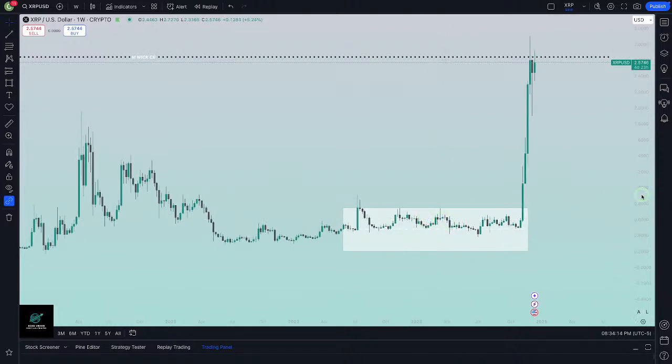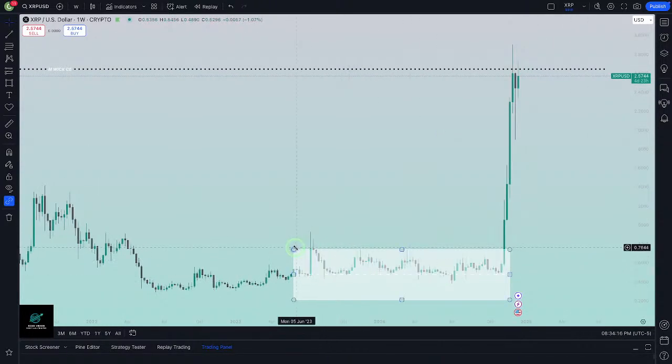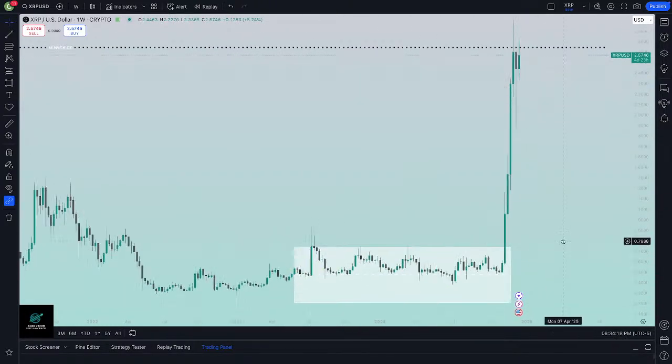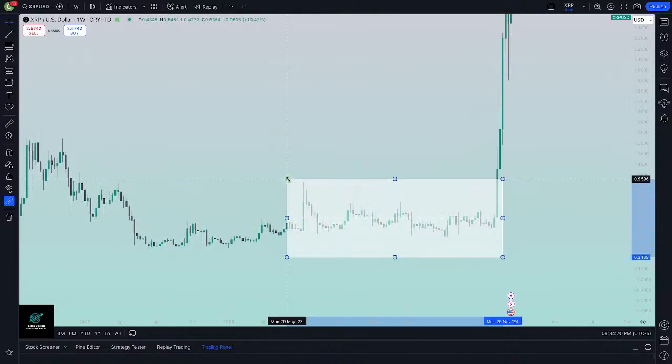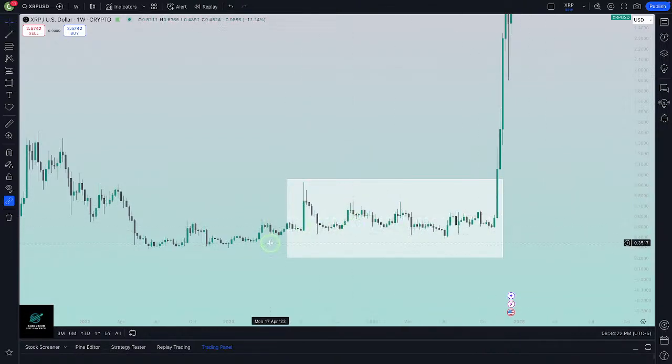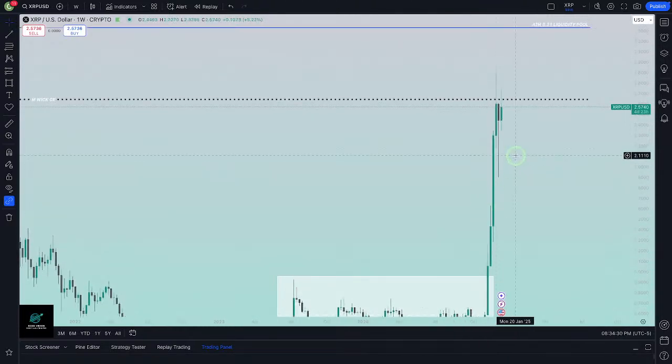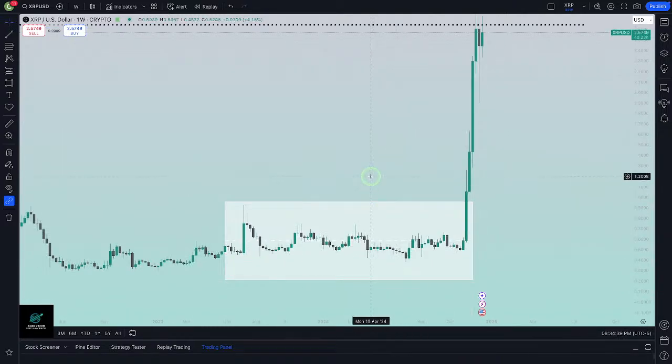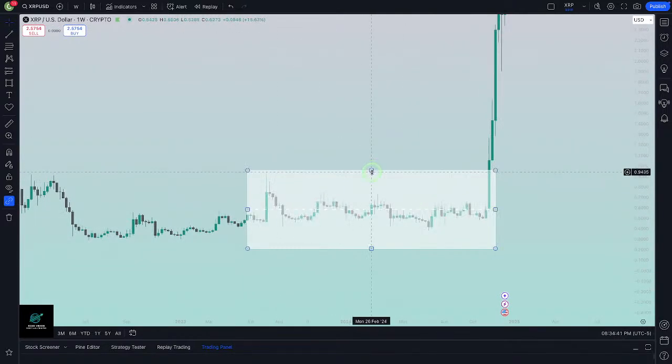Y'all see that? This price action inside of that weekly window that's in white, this was 18 months of price action. This is a consolidation profile. Market structure is consolidating, and then boom, now we're trending in an expansion. So I wanted to highlight this to show y'all what it looks like.